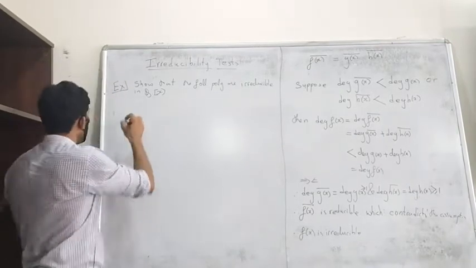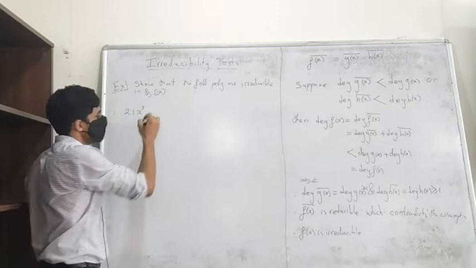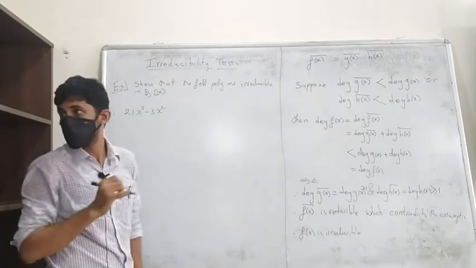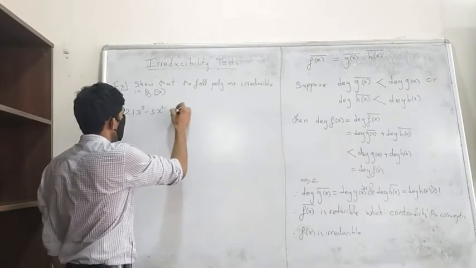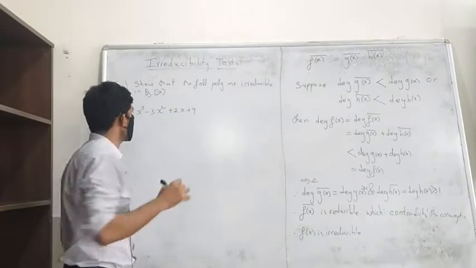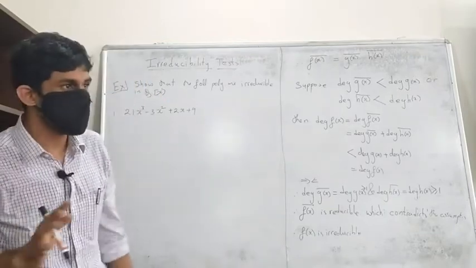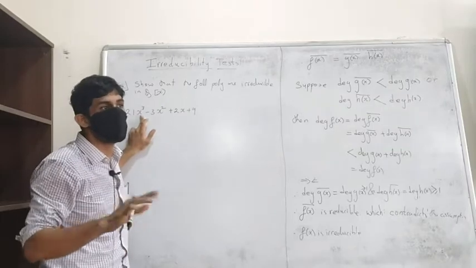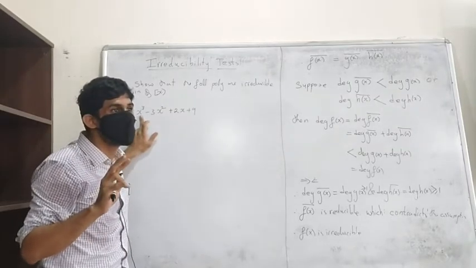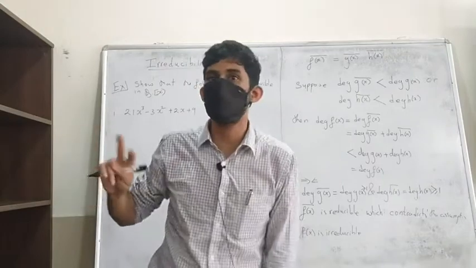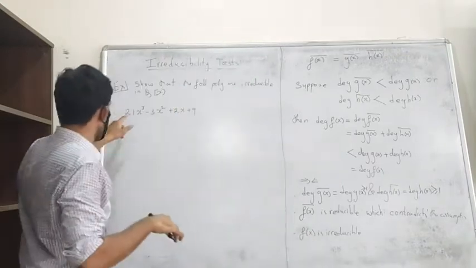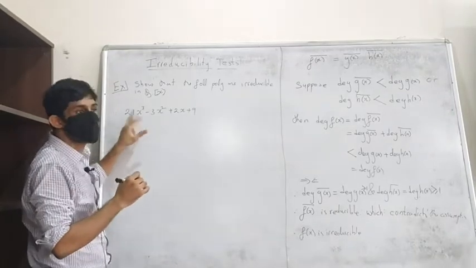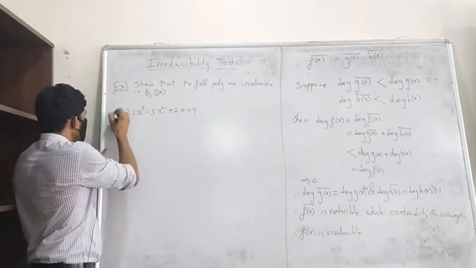So 1, 21x cube minus 3x square plus 2x plus 9. So we know one thing, since this is a polynomial of degree 3, it is reducible if and only if it has a root, right? So it is reducible if and only if it has a root. Okay, so let us go modulo 2. That's very easy to see.